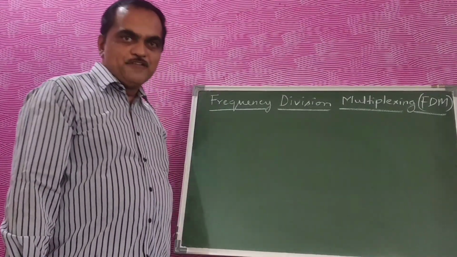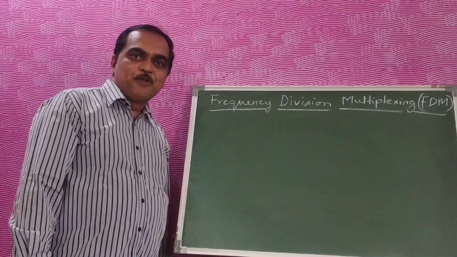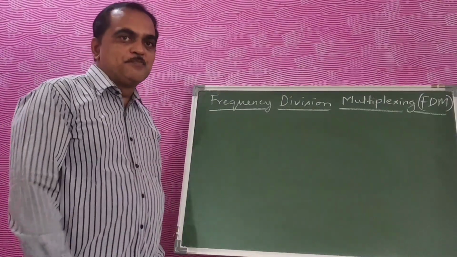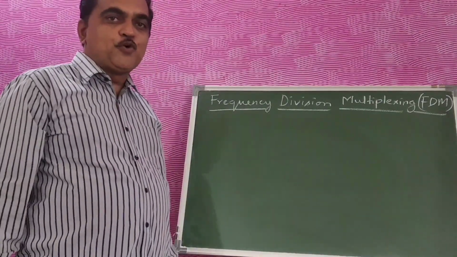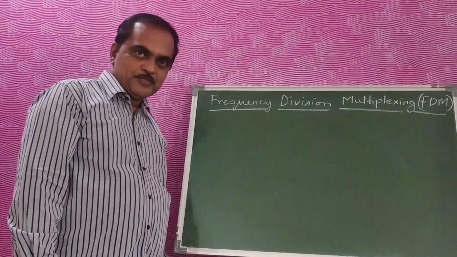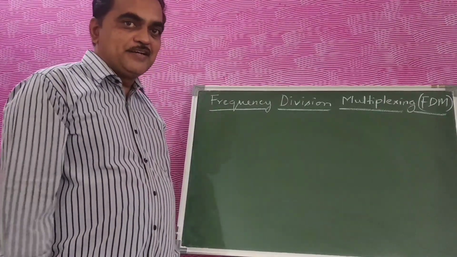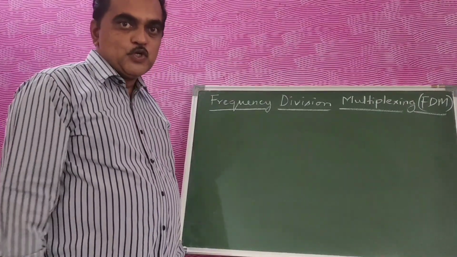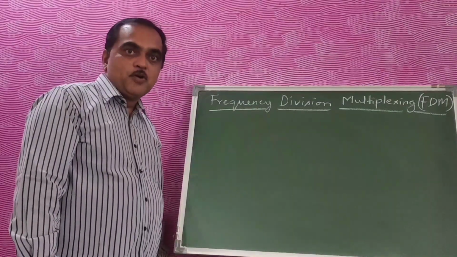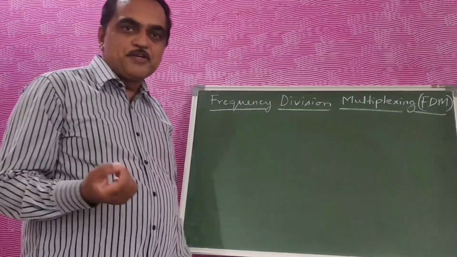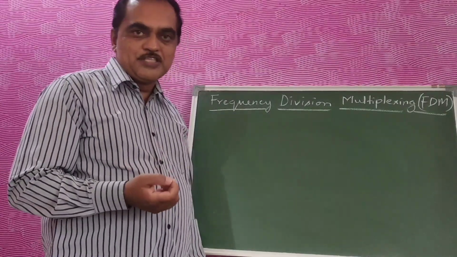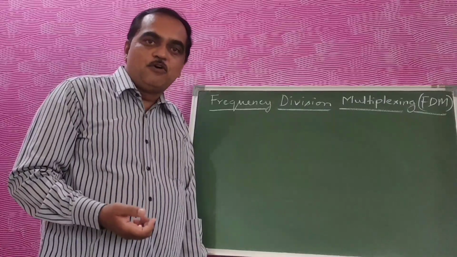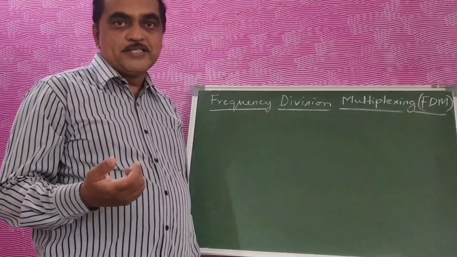Dear students, now we will see what we mean by frequency division multiplexing. But before going to frequency division multiplexing, we should know the concept of modulation which we studied earlier. In modulation we studied that the most important advantage of it was multiplexing. So what is modulation? Modulation is when a parameter of a carrier, like amplitude, frequency or phase, changes according to the instantaneous value of the modulating signal. That is called modulation.